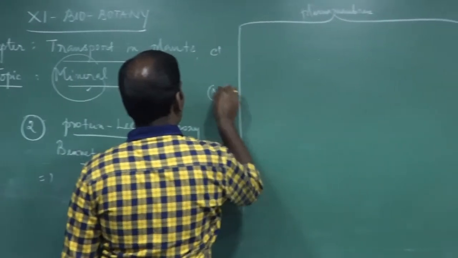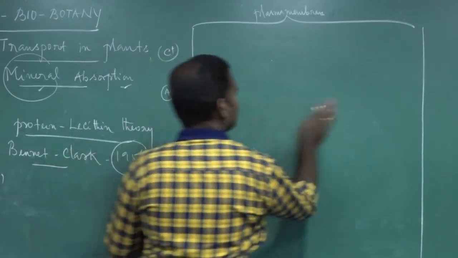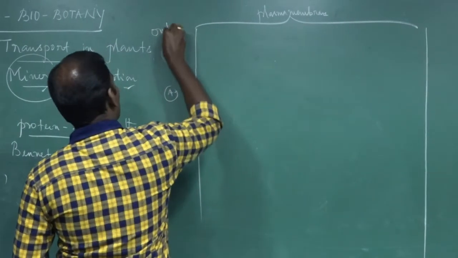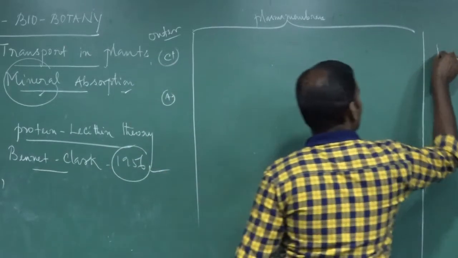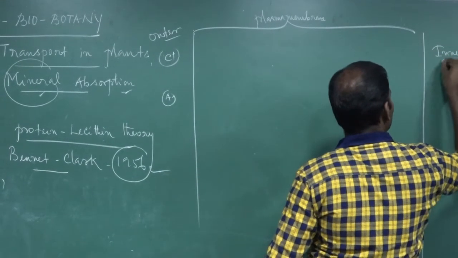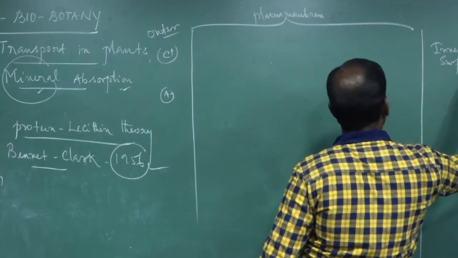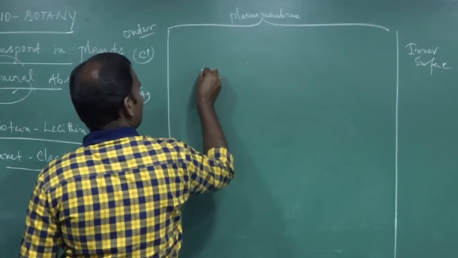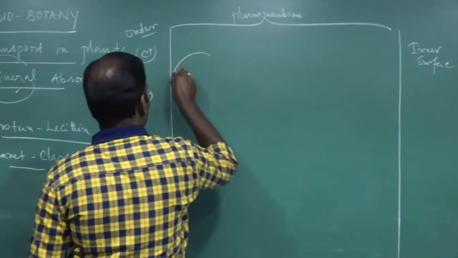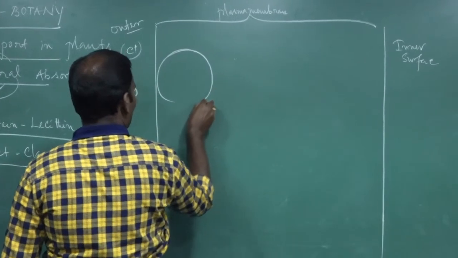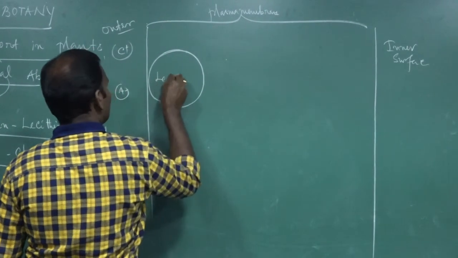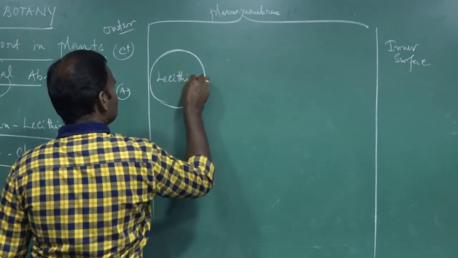Cation and anion, negative charges, positive charges in the surface. It is the outer surface. It is the inner surface. See, it is a special type of protein. These are called lecithin proteins.